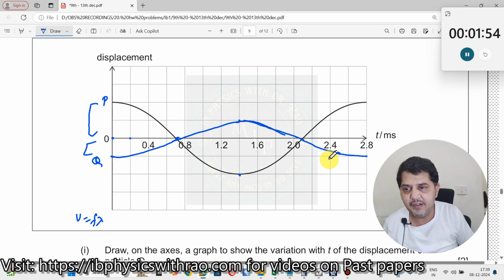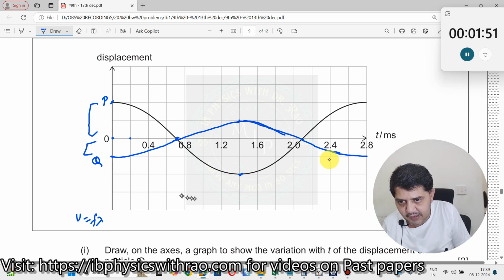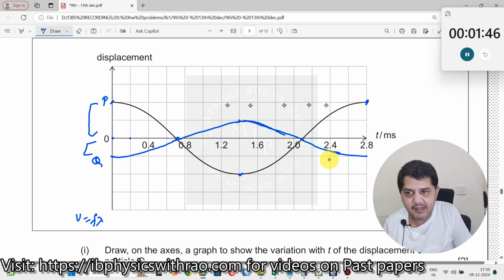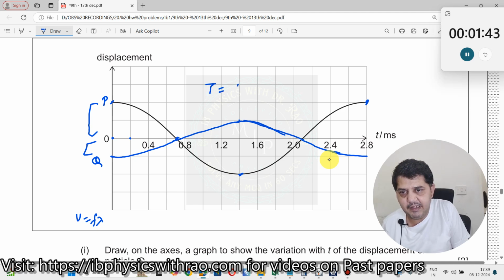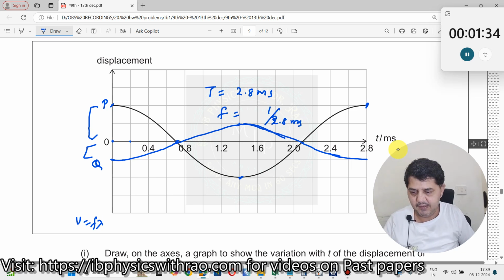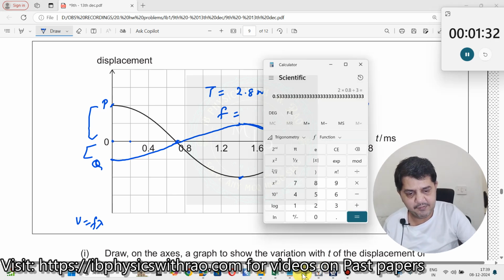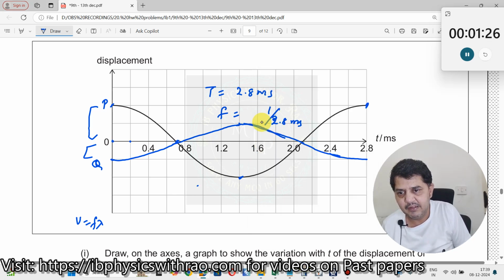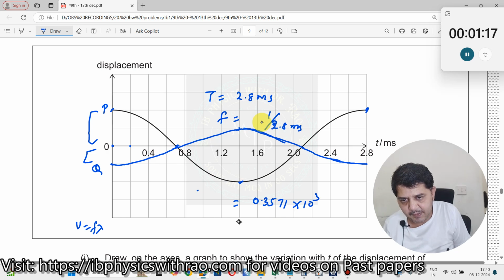See, starting from this point to this point, what is this now? This is one time period, peak to peak, right? So your time period is equal to 2.8 milliseconds. So frequency should be 1 by 2.8 milliseconds. Let us calculate that value. 1 divided by 2.8 is 0.3571. So I will write frequency is equal to 0.3571 times 10 cube, which is 357 hertz, right?